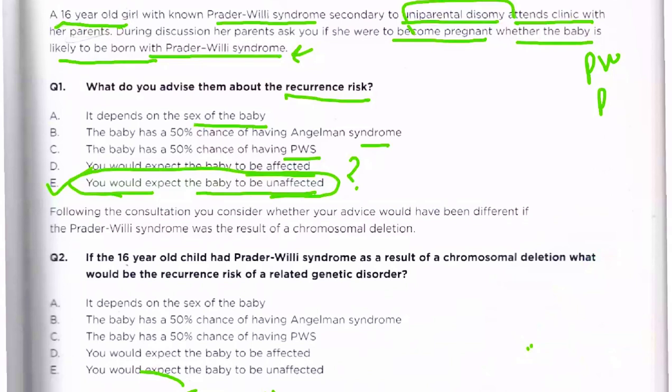See here, what is Prader-Willi syndrome? Make it very clear, otherwise there will be no benefit of reading this clinical case. In Prader-Willi syndrome, we may have two situations. One situation is that the paternal chromosome, that is the father's chromosome, is deleted or not present. He or she is having both chromosomes from the mother.